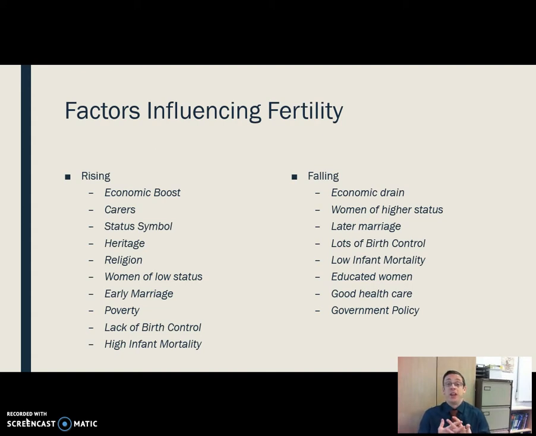In terms of different heritage reasons, you might have reasons historically why you want to have lots of children. It can be as simple as continuing the family name. So you want to make sure you have lots of children, particularly lots of sons.